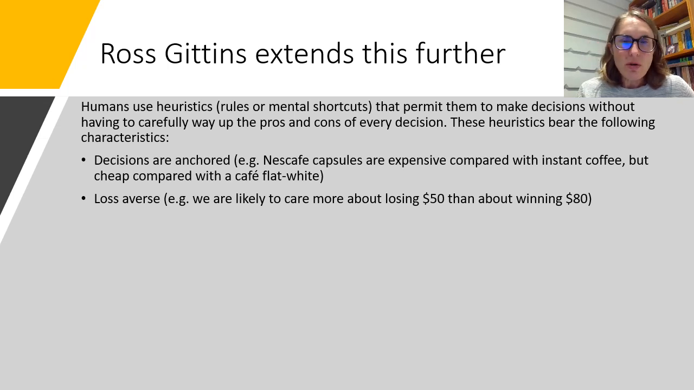The heuristics are also loss averse. Experiments and data from the field have shown that people are more likely to care about losing $50 than about winning $80. And then in order to take a gamble on winning a certain sum of money, faced with the prospect of a loss of 50, one would need to have a greater chance of winning a larger sum of money. So we're loss averse.